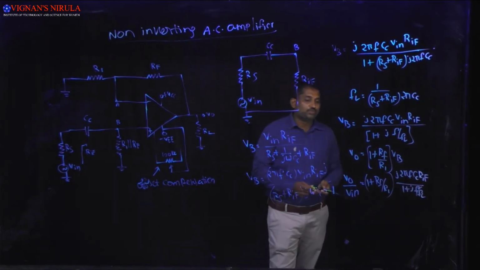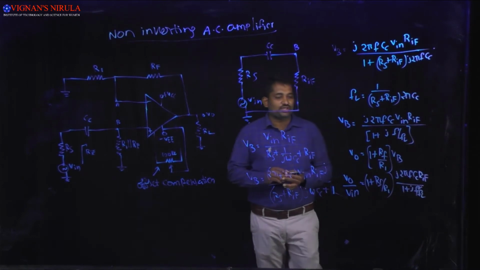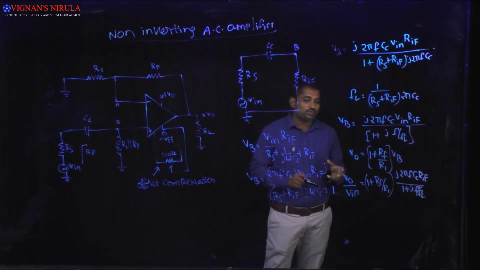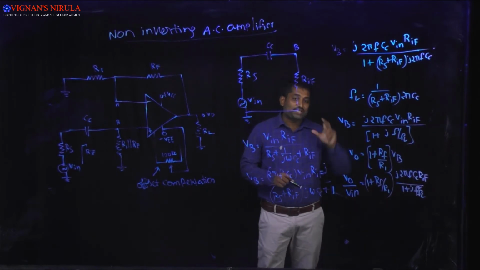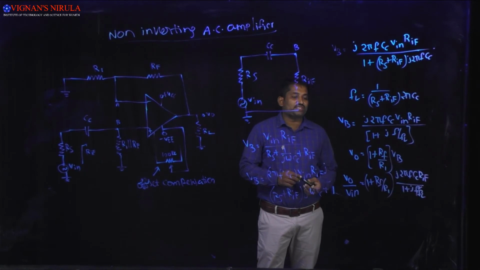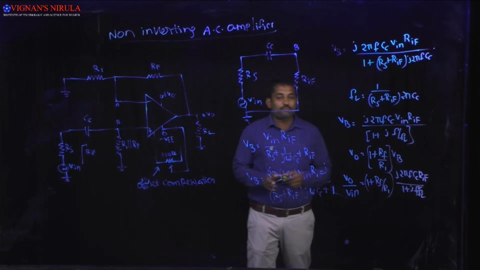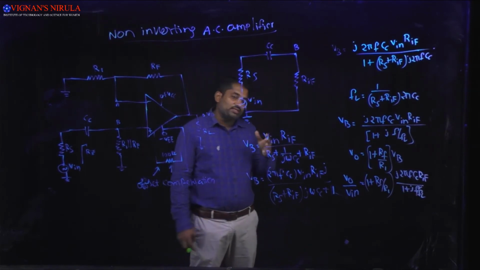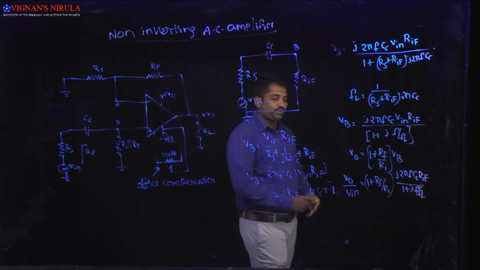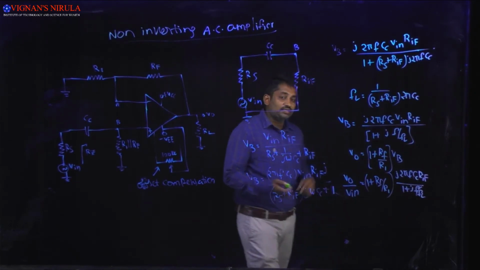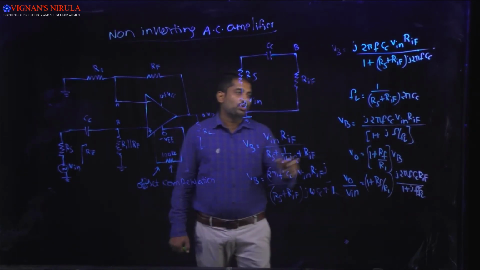So if we observe this gain equation, what can we conclude? The gain is equal to 1 plus Rf by R1 into j2πf Cc R1 divided by 1 plus j into f by fl. So when the frequency increases, what happens to the gain? The gain also increases, but only until f is equal to fl.